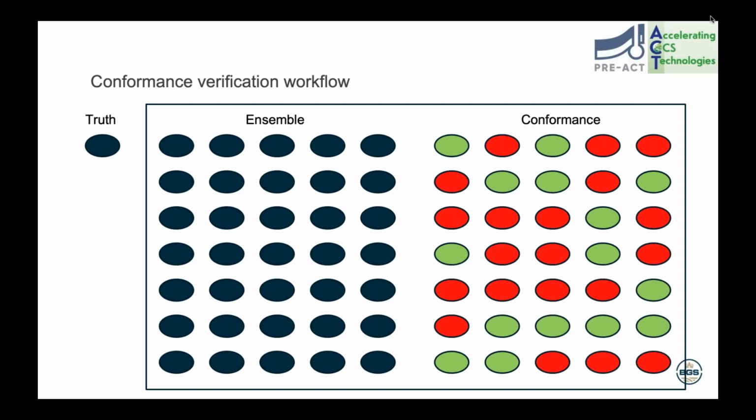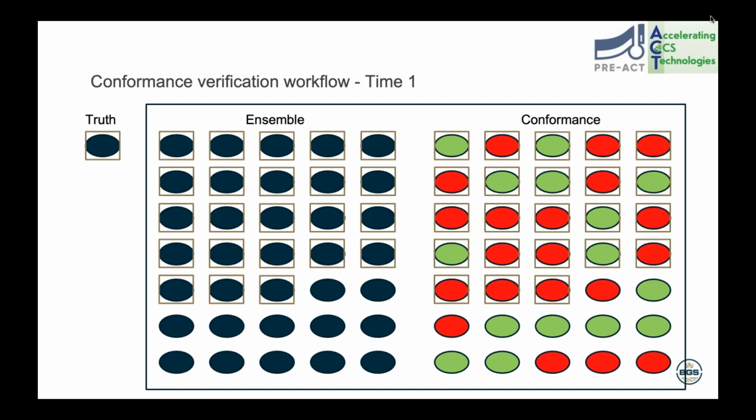Conformance is that the site is meeting a set of site-specific criteria. So for each member of that ensemble, we know over its entire lifetime whether that will result in a conforming or non-conforming site, marked here as green or red. Next slide, please.